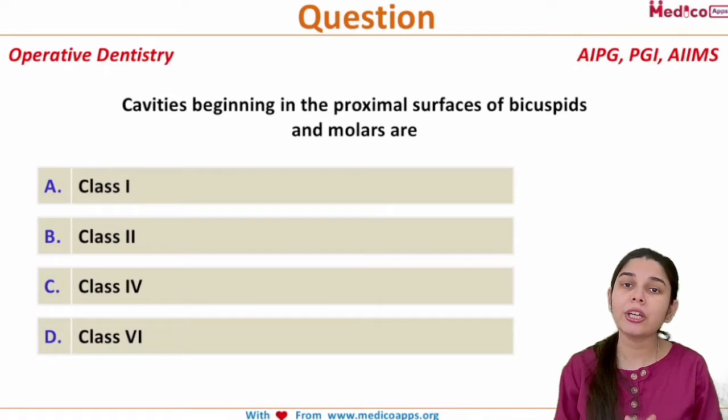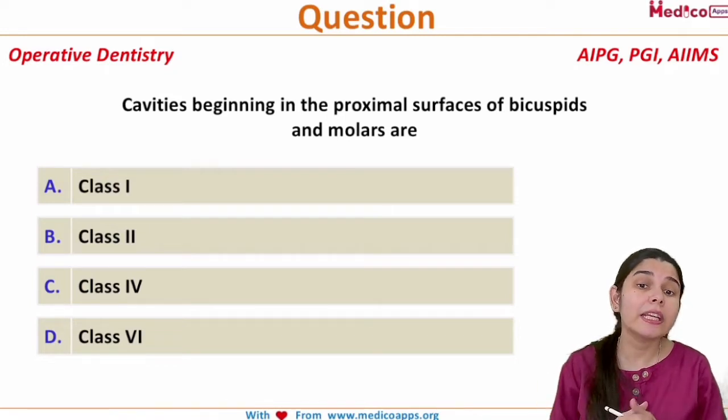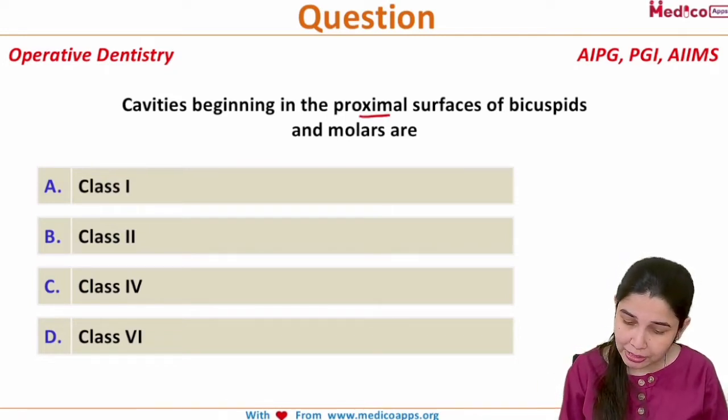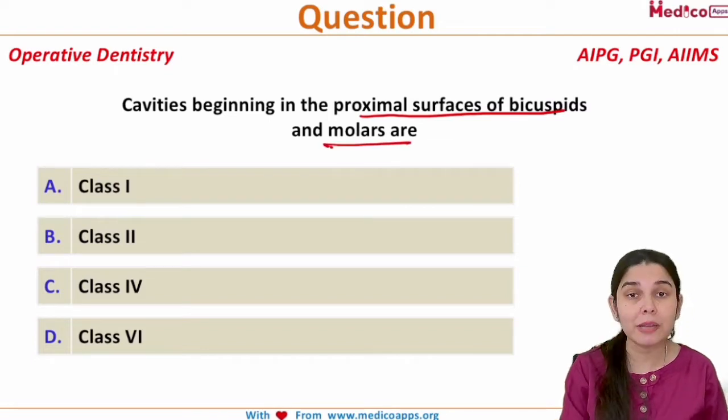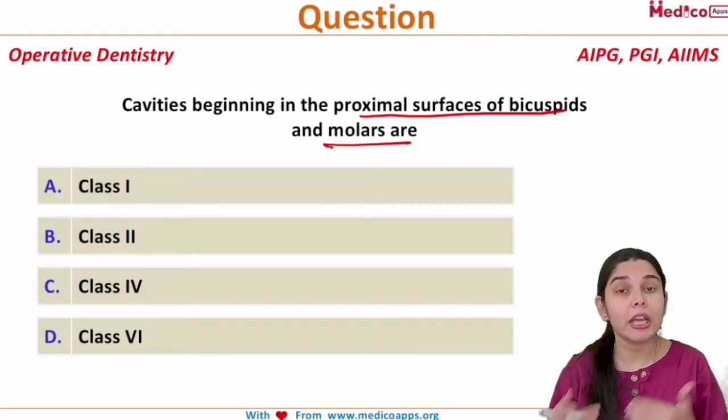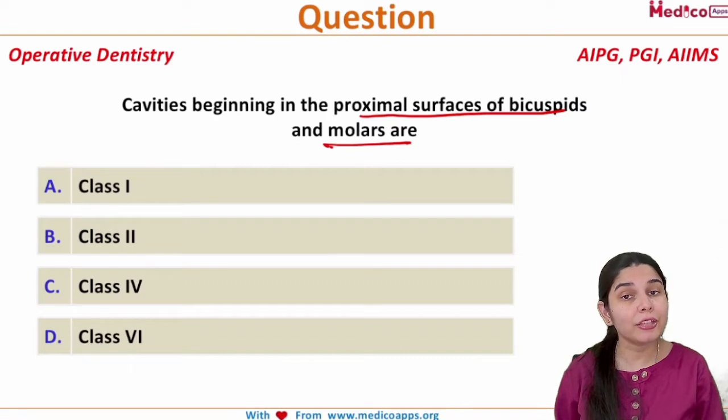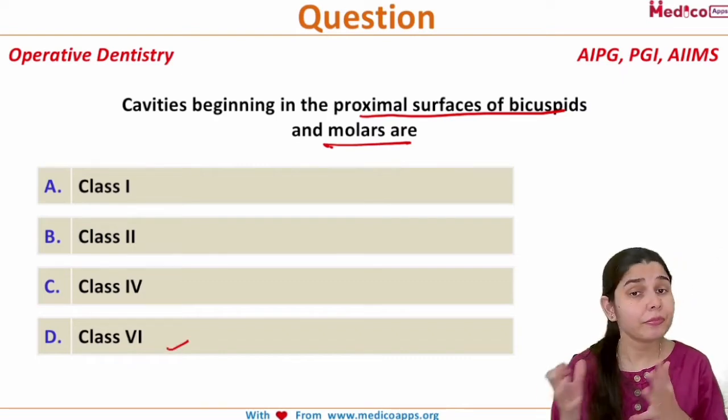So the question here framed is that cavities that begin in the proximal surface of bicuspids and molars are classified as class 1, class 2, class 4 or class 6 cavity.